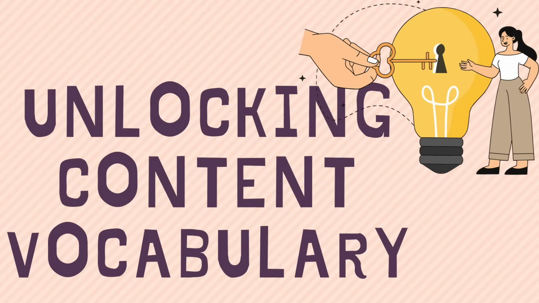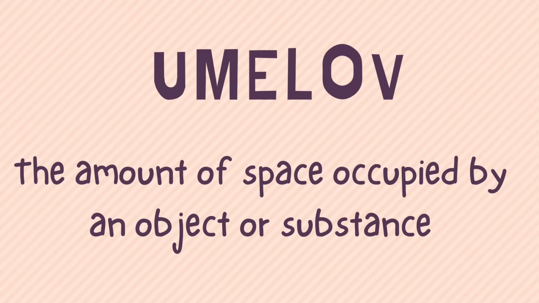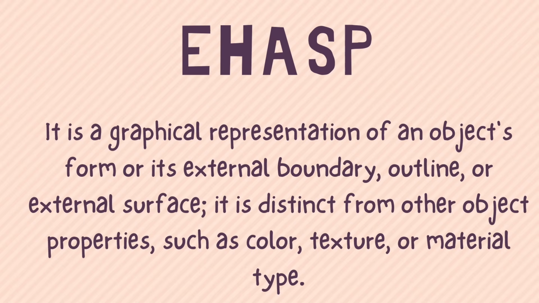So unlocking content vocabulary. Can you guess this word? This is the amount of space occupied by an object or a substance. That is volume. For this one, it is a graphical representation of an object's form or its external boundary, outline, or external surface. It is distinct from other object properties such as color, texture, or material type. And we call this phase.